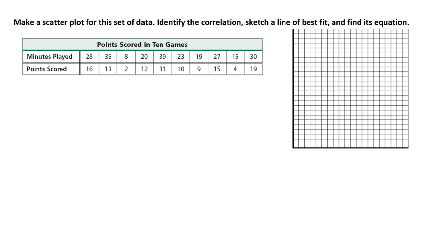Before we look into the calculator, let's try to graph one more, and let's try to identify points and identify correlation, sketch a line of best fit, and find its equation. We're going to put our x and y values on the graph. It looks like our graph is not going to fit everything nicely, so we're going to scale the graph where each unit represents 2 points.